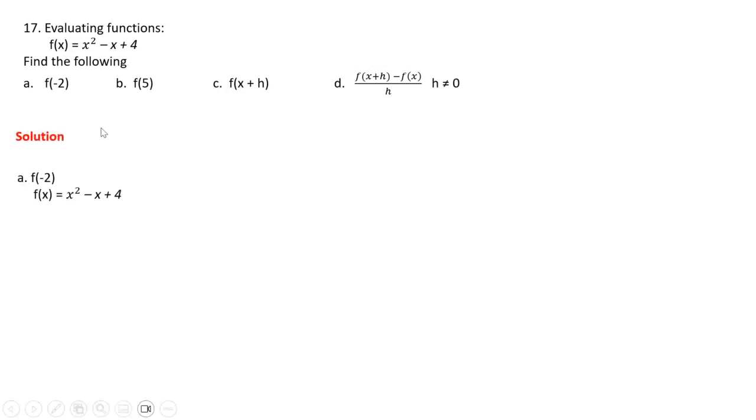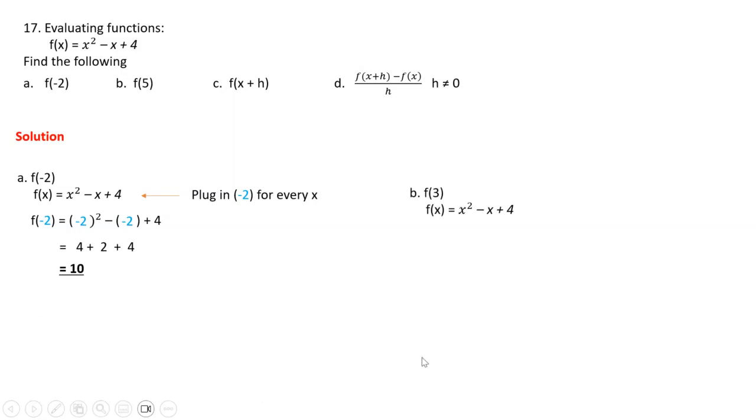So first, let's do part A. When we evaluate, all it means is that to find f of negative 2, we're going to plug in negative 2 for every x in the function. So we plug in my negative 2 there, and also here, my negative 2. That gives us 4 plus 2 plus 4. 4 plus 2 plus 4 will give us what? 10. So f of negative 2 is 10. That means when x is negative 2, y is 10.